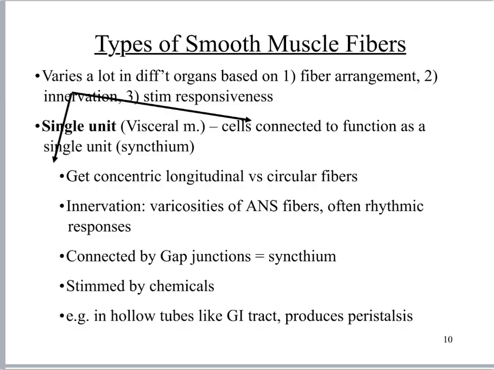All right, so I don't know why when this converted to PDF it brought over these arrows, so you're just going to have to ignore them. This is my notes slide. I need you to know basically that you've got single unit, which means they all function together to form a syncytium like in cardiac, okay? They are connected by gap junctions, and basically it allows them to all work together.